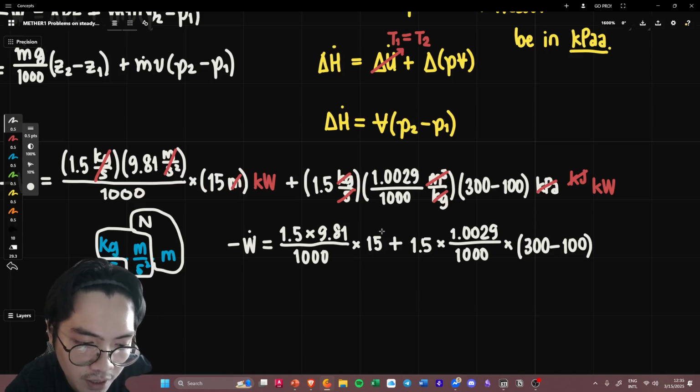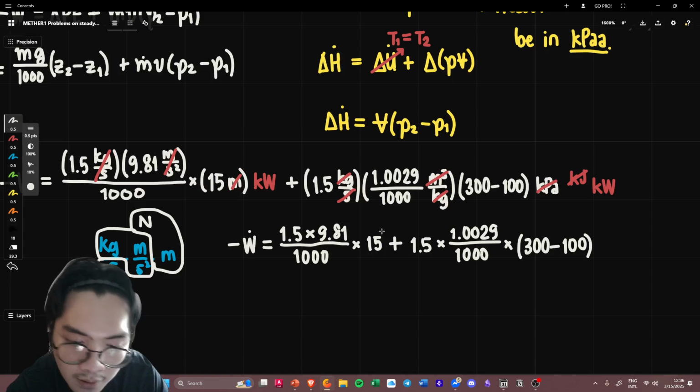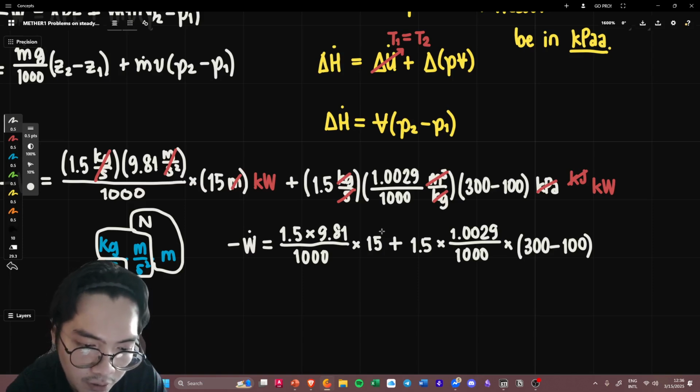Times 15 plus 1.5 times 1.0029 all over 1000 times 300 minus 100, and all of this should be in kilowatts. So I'm going to put this now in our calculator. 1.5 times 9.81 all over 1,000 times 15 plus 1.5 times 1.0029 divided by 1,000 times 300 minus 100.